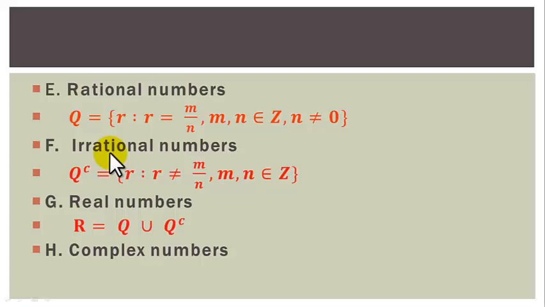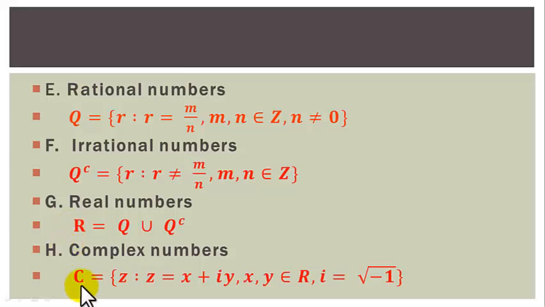H. The set of complex numbers. The set of complex numbers is denoted by capital letter C, and it is the set of all z such that z is equal to x plus iy, where x and y are elements of R, and i is an imaginary unit defined as square root of -1.